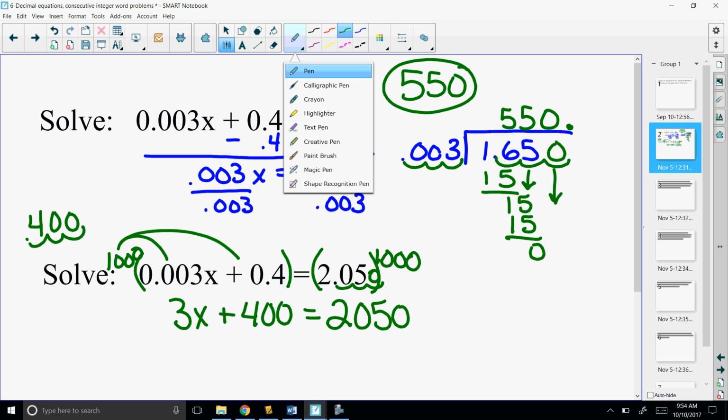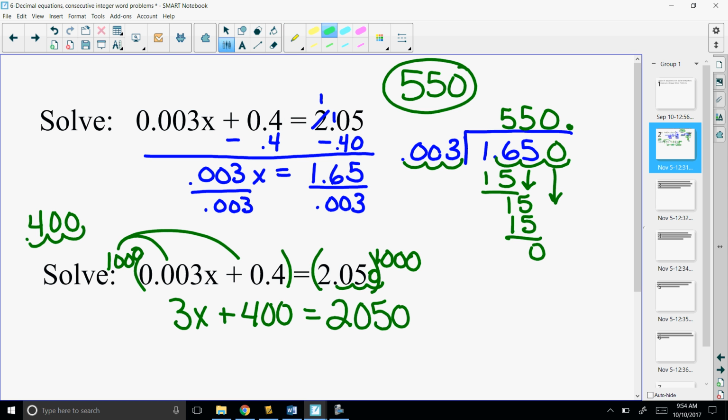Because I found the value that had the most number of places after the decimal point, which was right here. There's 3 places after the decimal point. So I want to multiply by 10 to the power of 3. Same number of decimal place values you have. So I move the decimal point.